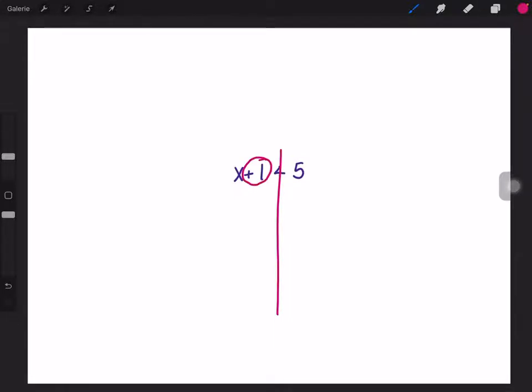I'm getting rid of the number on the same side as x. So I'm getting rid of the plus 1. The opposite of plus 1 is going to be minus 1 on both sides. So I bring down my x, the 1's cancel. I'm going to keep the same symbol. So I no longer have an equal sign, I have a less than. I keep the same symbol from above, and 5 minus 1 will give me 4. So my answer is x is less than 4.